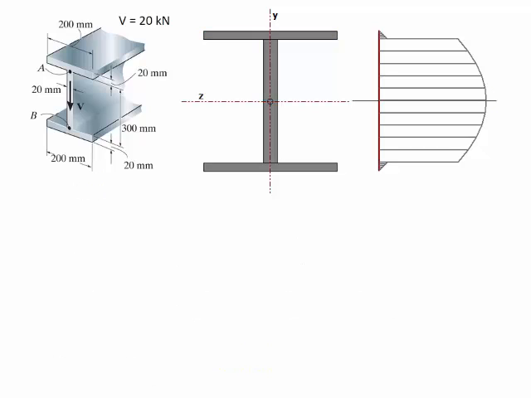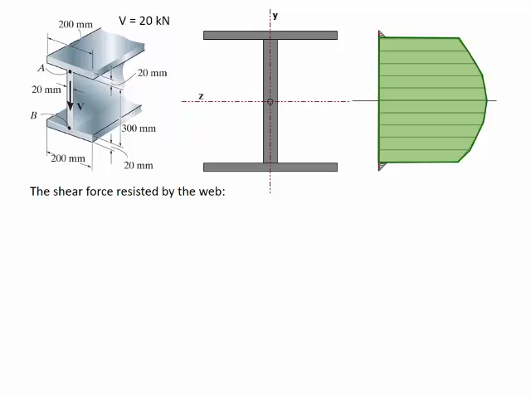Now we've been asked to find out what is the portion of that 20 kilonewtons that is resisted only by the web, which is nothing else than integrating the shear stresses block over the area of the web. So basically I just have to calculate this area and multiply by the width of the web to calculate the corresponding force. To do that, what we are going to do is calculate the first moment of area at any point along the web. So let's assume that we are calculating the first moment of area at a distance y from the neutral axis.